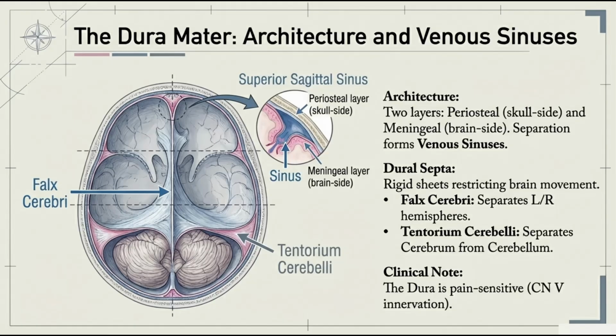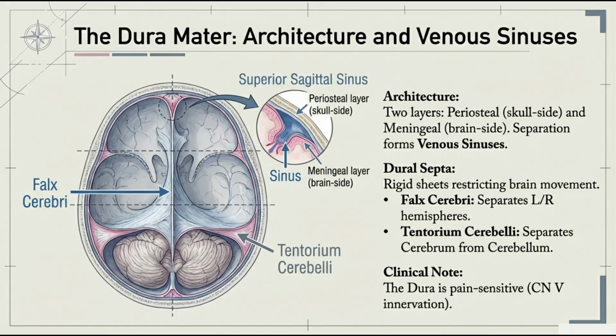The falx cerebri? That's the big vertical sheet, like a sickle, that runs right down the midline and separates the left and right cerebral hemispheres. And the tentorium cerebelli. That's the big horizontal sheet. It forms a tent over the cerebellum, separating it from the occipital and temporal lobes, which sit above it. This is why we talk about lesions being supratentorial or infratentorial, above or below the tent.